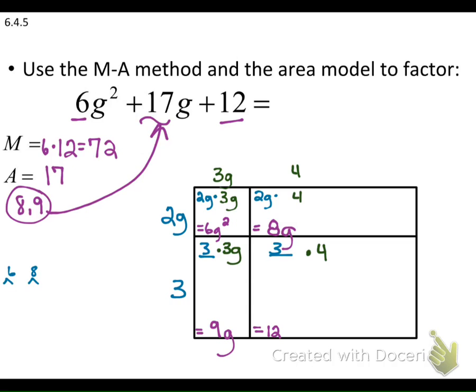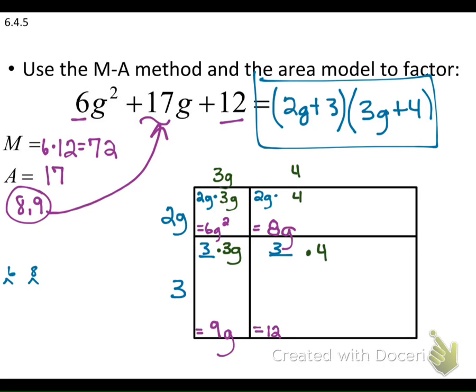Last thing, we have my area. So area equals height. What's my height here? 2G plus 3. Because remember we have to do this height plus this height times my width. What's my width? 3G plus 1. And that's your final answer there.